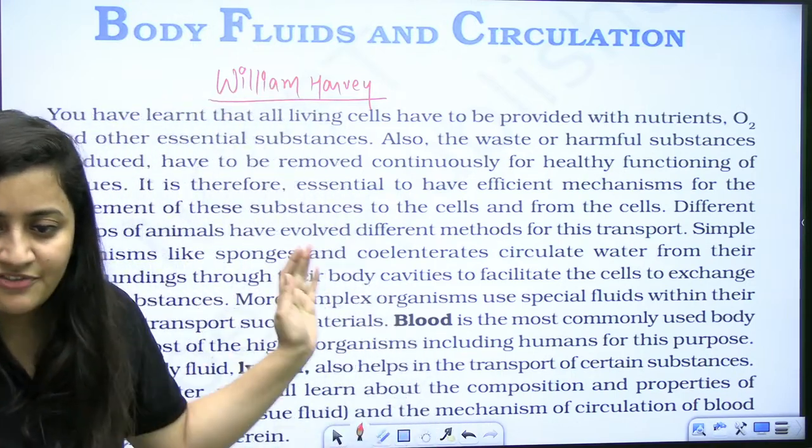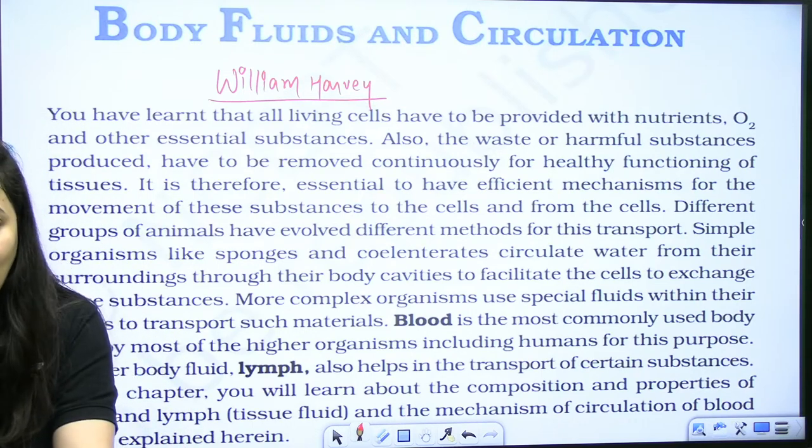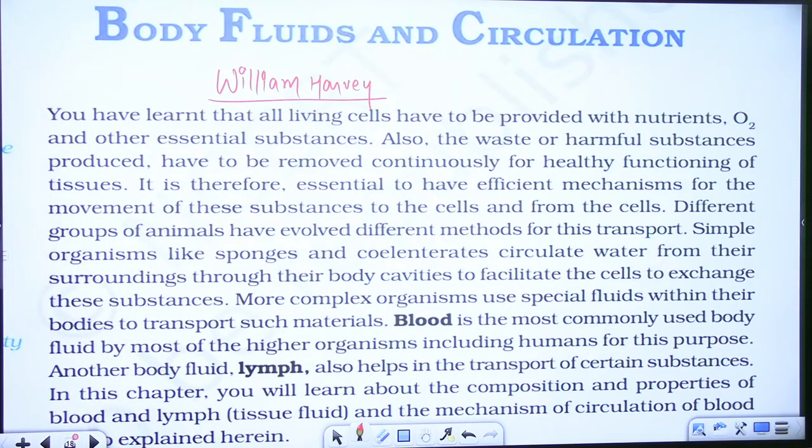Right? So now let's finish this chapter as well. So tell me, who is William Harvey? Anyone in the class who's William Harvey? No cheating, right? And his name is given in NCERT, let me tell you. Even his name is given in NCERT.